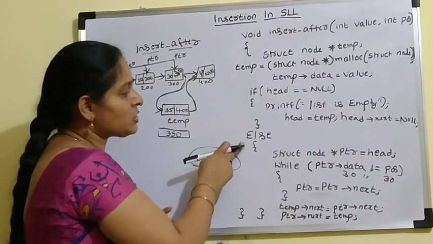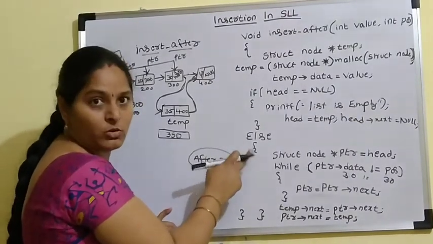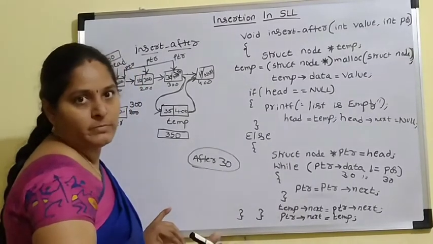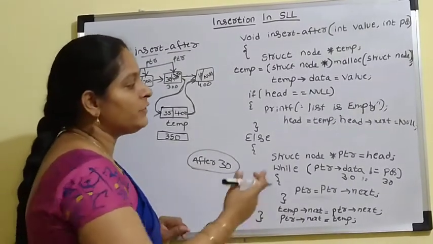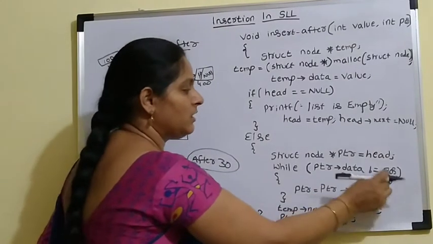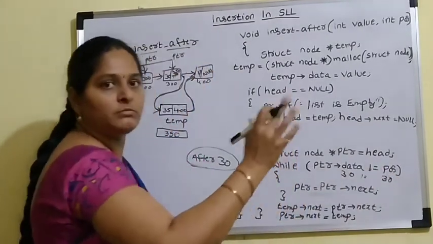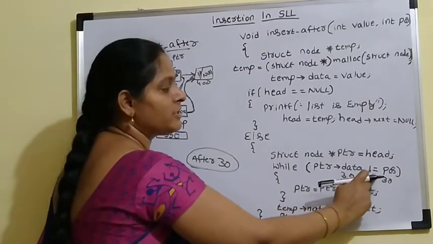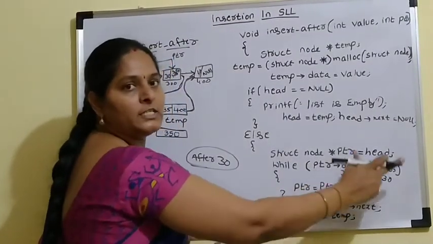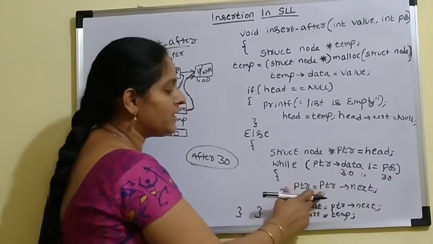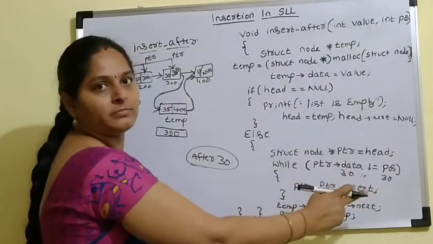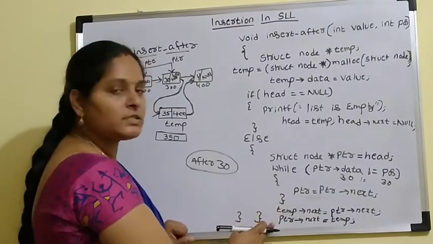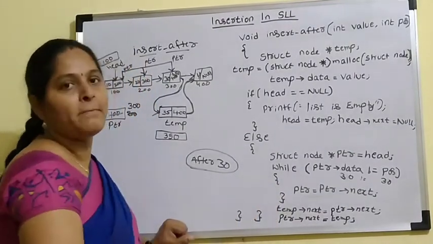Suppose the list is not empty, if the list contains some nodes, then we need to think where to insert that node. If you want to insert after some node, then we need to compare the statement: PTR data is not equal to position. Until we get the position, we need to move the PTR. Once you find the position, then we need to insert our temp node with the help of PTR.